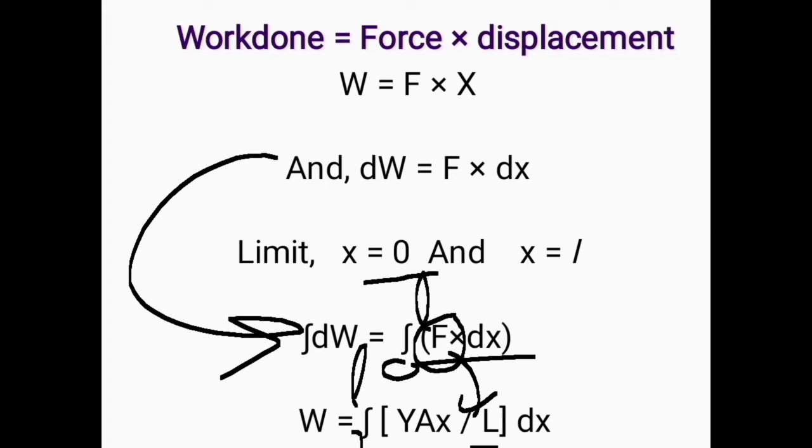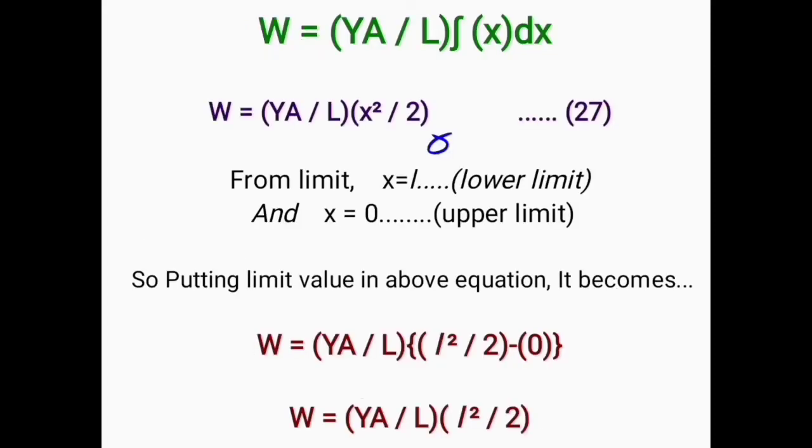See in the next step, here our work done W is equal to Young's modulus into area of cross section divided by original length into integration of x from 0 to l. This is our l.